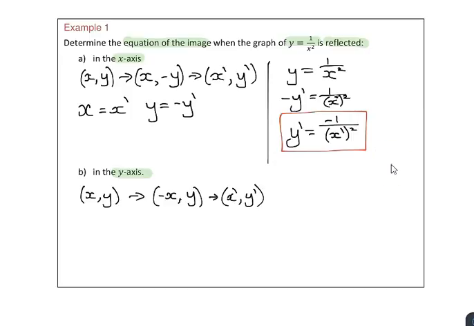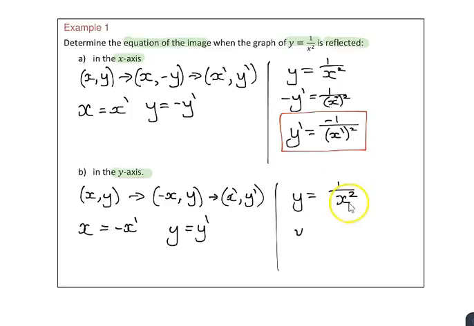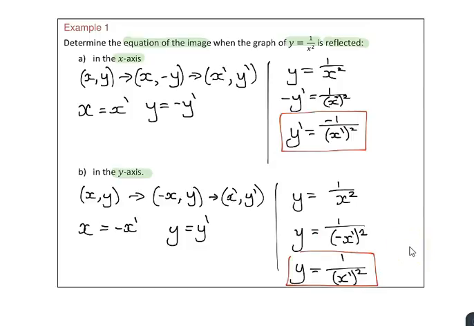We can create an equation where x new is equal to negative x. Rearranging that, you'll get x equals negative x new. And y is just equal to y new. Substituting that into our original equation, we would get y new equals 1 on negative x new squared. Now negative x new all squared, a negative times a negative is a positive, which means this negative in here actually just cancels out, which gives us an end result of y new is equal to 1 on x new squared, which is actually our original function.